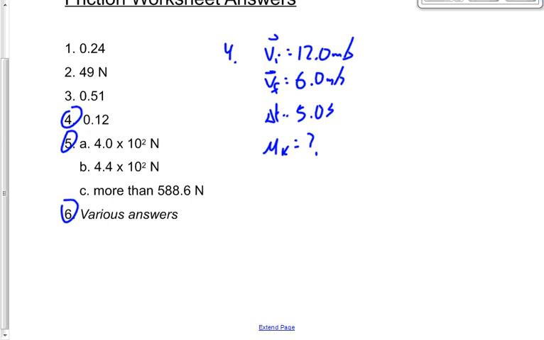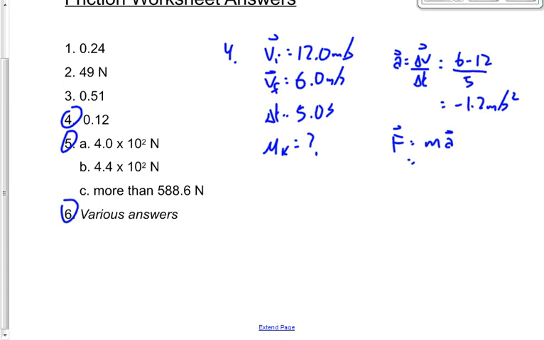What does it tell us? You're not given a mass in this question. Why aren't we given a mass? Because it doesn't matter. Now, if you used a mass, you would have said a equals delta v over delta t. Okay, and you would have gotten 6 minus 12 over 5, which is negative 1.2 meters per second squared. And then you would have said F equals m times a. You would have multiplied whatever mass you had, 20 kilograms, whatever, times negative 1.2.